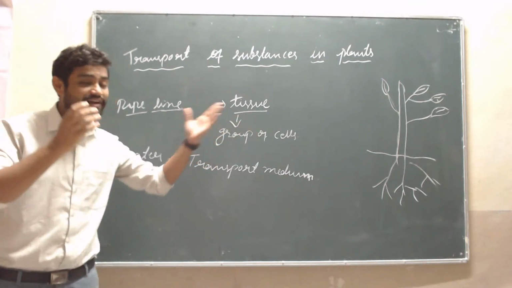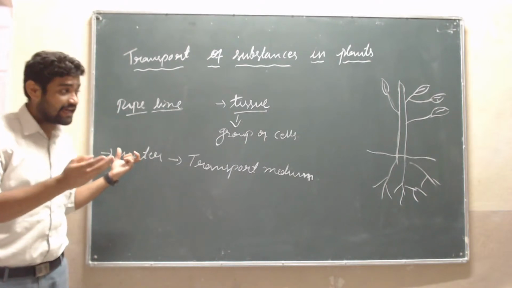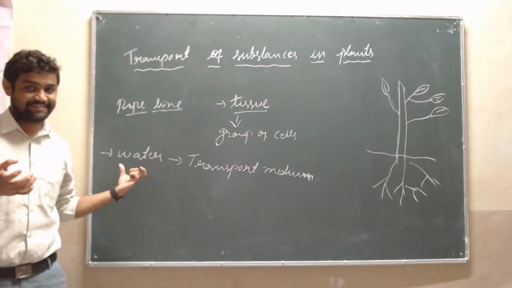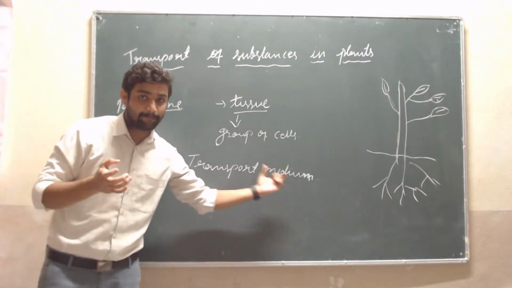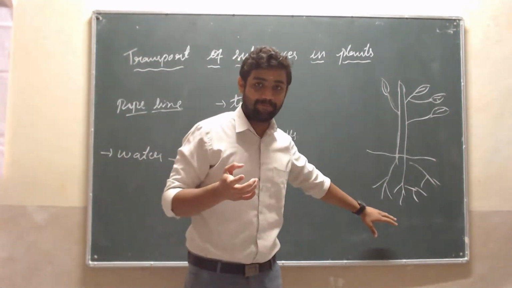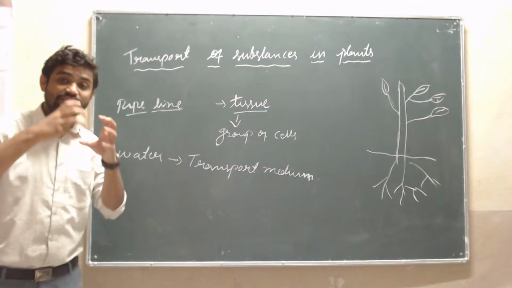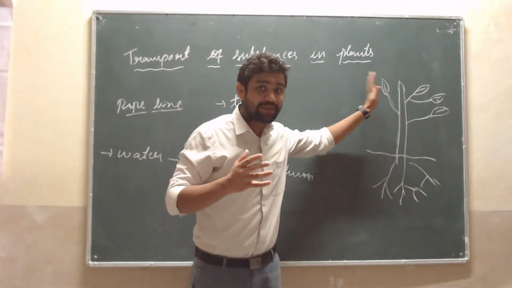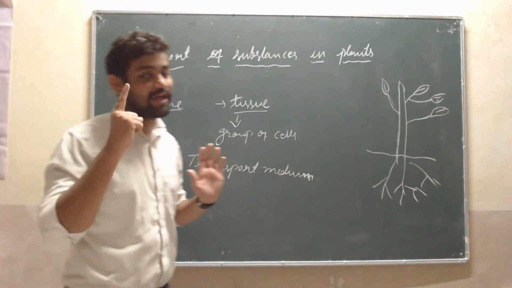But plants do not have blood like human beings. That's why they carry minerals like nitrogen and phosphorus from the soil through water. That's why water is called the transport medium. Are you understanding my point? Nitrogen and phosphorus are present in the soil, and those substances are dissolved in the water. That water is supplied to all the parts of the plant. That's why water is called the transport medium.